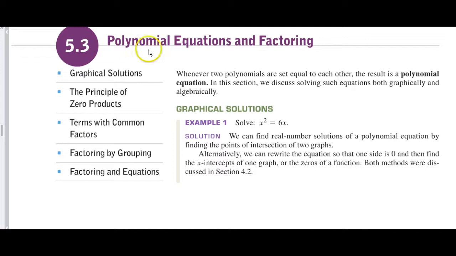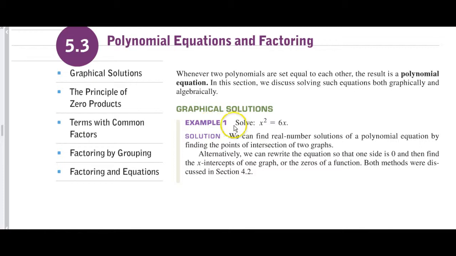So the topics we're going to cover now is we're leaving the area of multiplication and we're going into equations, polynomial equations, and factoring. So graphical solutions, and we gave a hint of this in section 5.2. The principles of zero, which we introduced there as well. Terms with common factors, factoring by grouping, and then factoring and equations.